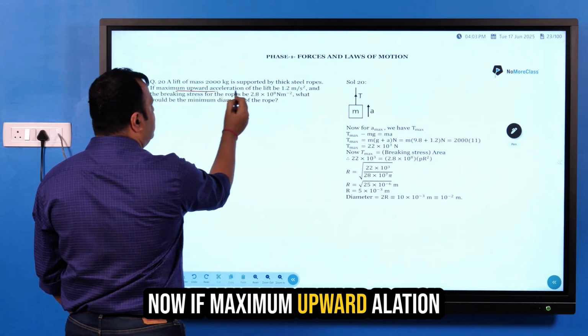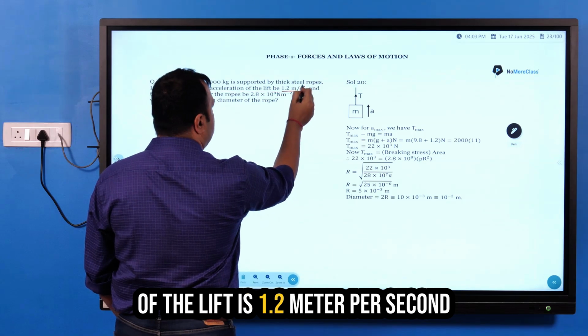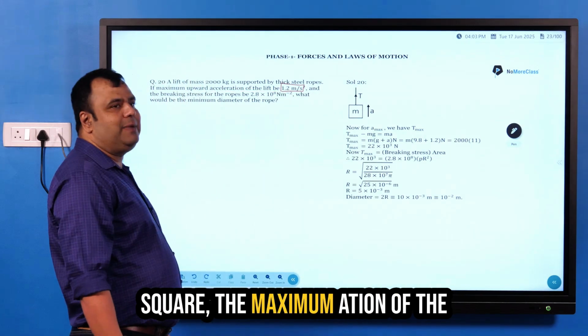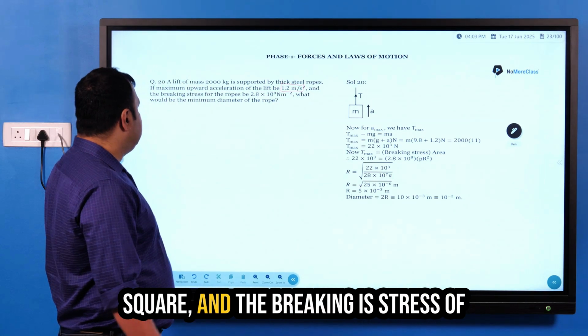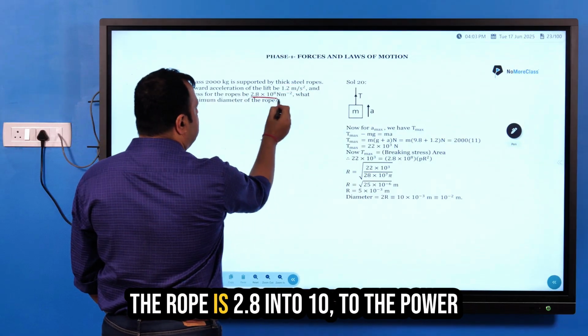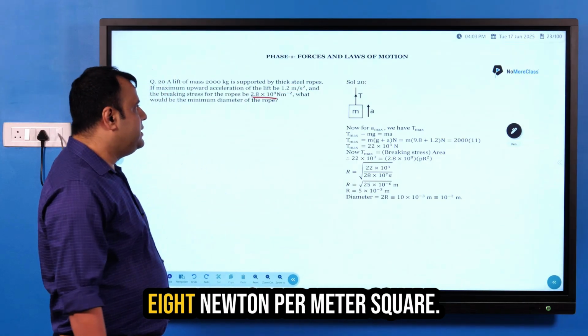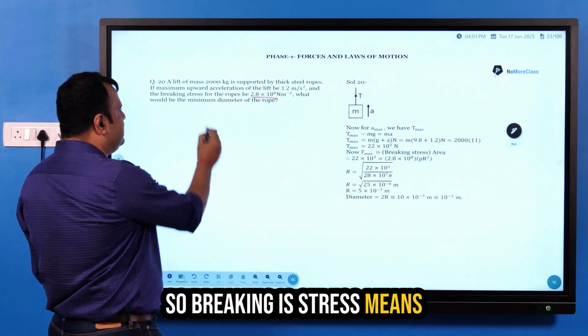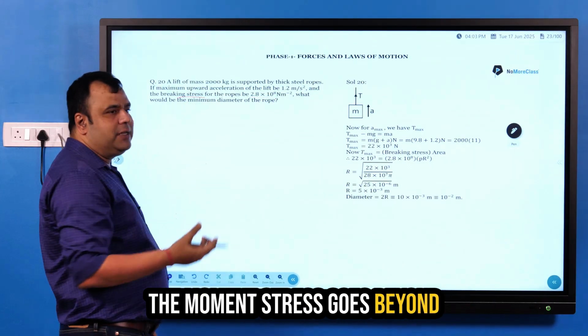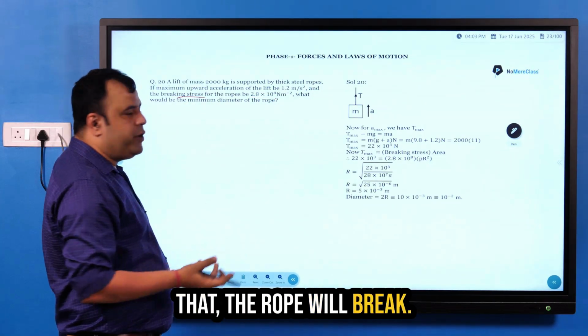If the maximum upward acceleration of the lift is 1.2 meter per second square, the maximum acceleration of the lift is given as 1.2 meter per second square. And the breaking stress of the rope is 2.8 into 10 to the power 8 Newton per meter square. Breaking stress means the moment stress goes beyond that, the rope will break.